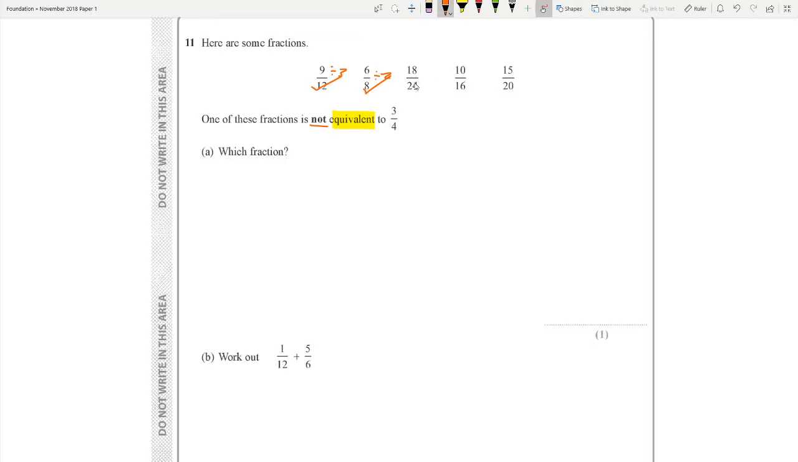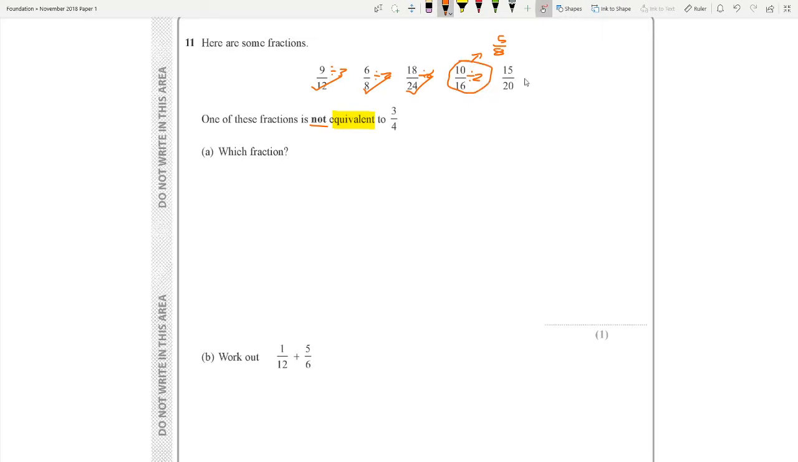What about 18 and 24? How can we cancel these two down? Well, if we divide both of these by 6, 18 divided by 6 is 3, 24 divided by 6 is 4. So we've only got 2 left now. Out of these two, which one? Well, 10 over 16. We can cancel that down by dividing by 2. 10 divided by 2 is 5. 16 divided by 2 is 8. That is not equivalent to 3/4, so the fraction is 10 over 16.